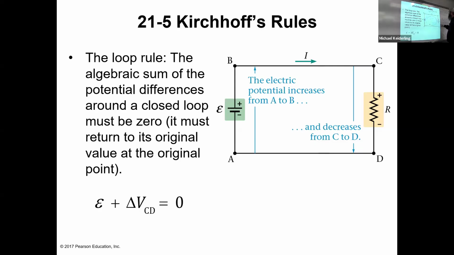So there, your loop is going in the same direction as the current I that you've defined. Resistors cause a negative potential difference, and batteries going from minus to plus in the direction of your loop are positive. If they're the other way around, they're negative.